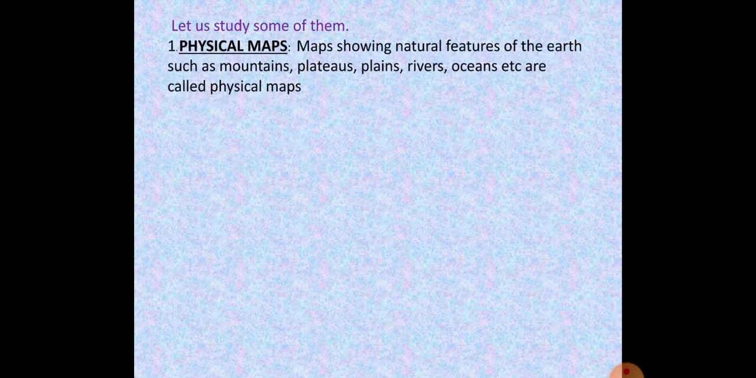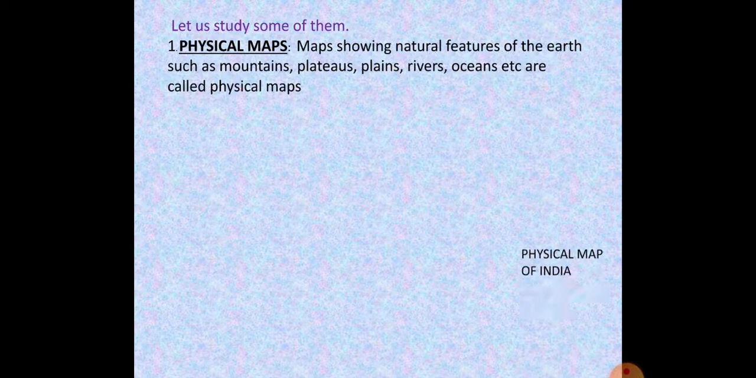The first one is physical maps. Maps showing natural features of the earth such as mountains, plateaus, plains, rivers, oceans, etc. are called physical maps. So when we go through a physical map, we can see some of the natural features of the earth such as mountains, plateaus, plains, rivers, oceans, etc.